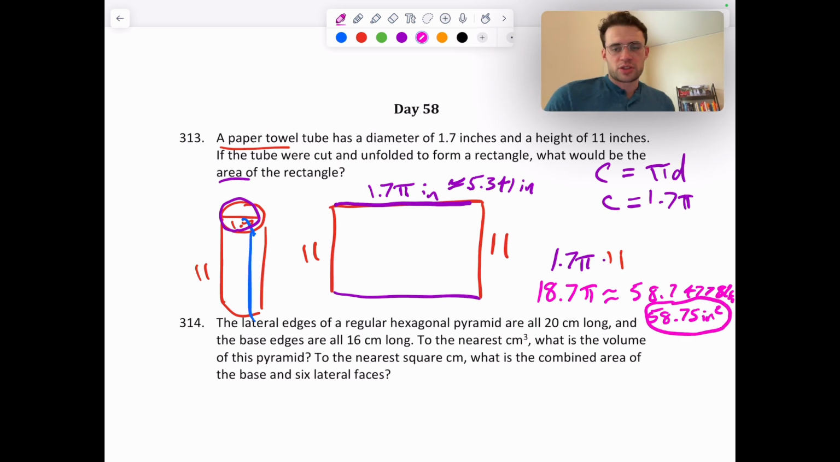The point of this question is that we're basically finding the lateral area of a cylinder. And it's showing that the lateral area is equal to the circumference times the height. You can think of it as like you have that circumference and you're stretching it down by the height.